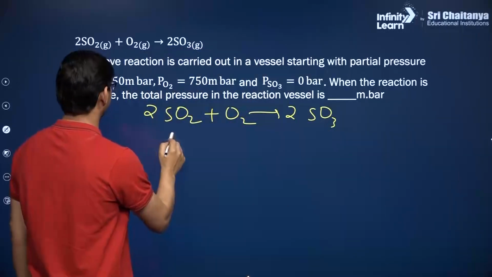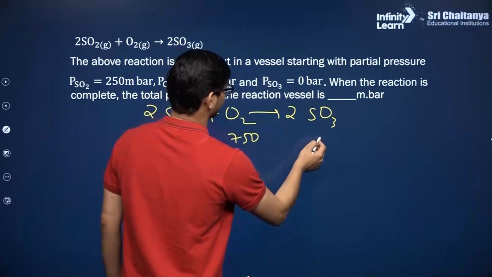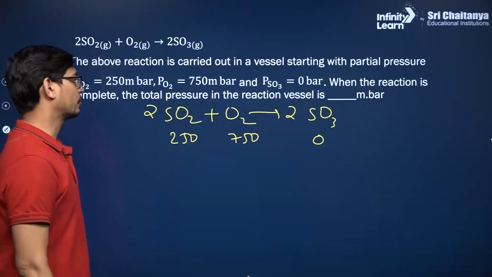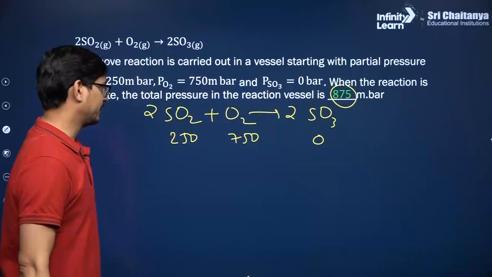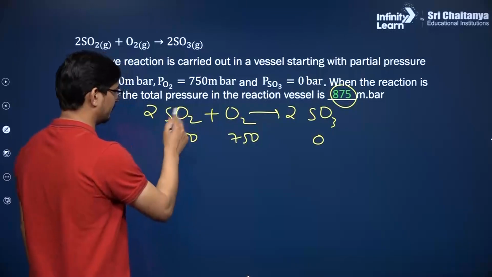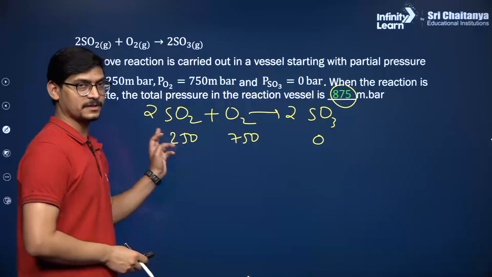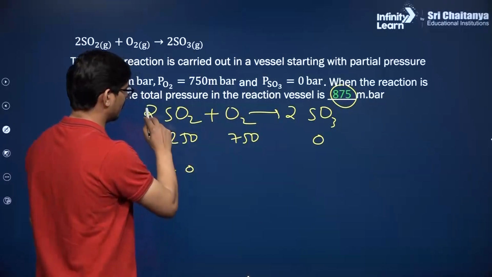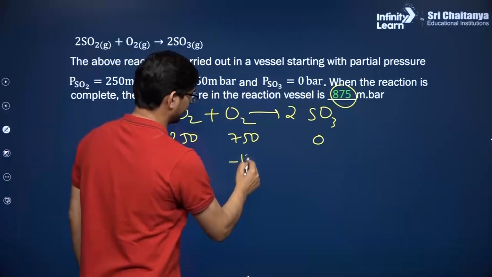The initial pressure of SO2 is 250 millibar, that of oxygen is 750, and that of sulfur trioxide is 0, right? When the reaction is complete, the total pressure in the reaction vessel is, let me tell you the answer, 875. You can observe that the limiting reagent here is, of course, sulfur dioxide, because for 1 mole of oxygen, we need twice of sulfur dioxide, which we don't have. So it will react completely. It will be zero. Now for 2 mole of sulfur dioxide, 1 mole of oxygen reacts.